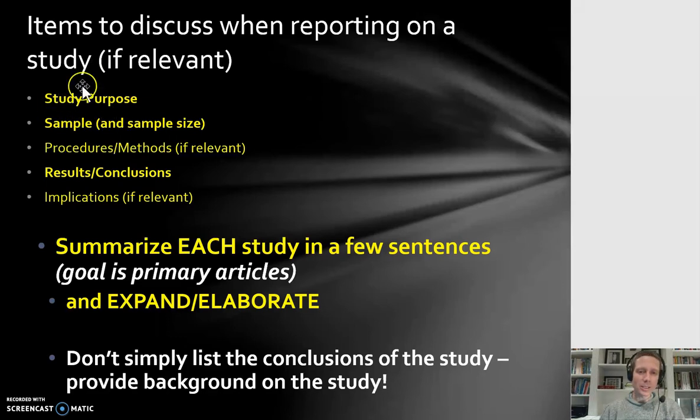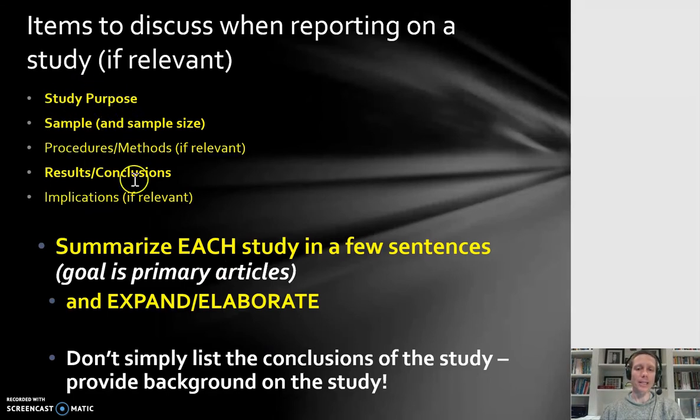Maybe talk about the purpose of the study, who the sample was, what the procedures or methods were, what the results or conclusions were, and if there are any implications. But what I'll see sometimes is some students will simply throw out a study and just say what the conclusion of the study was, so they go straight to here, when I have no idea what the purpose of the study was or who the sample was.